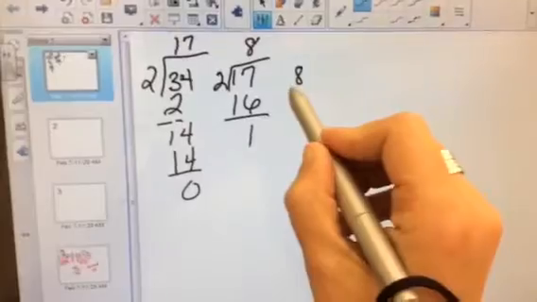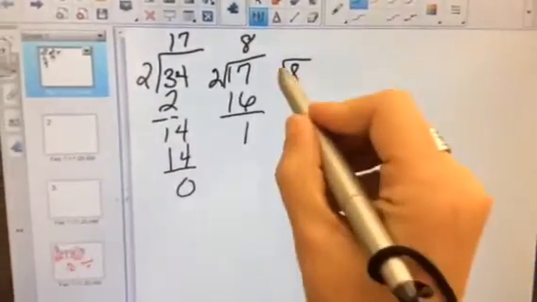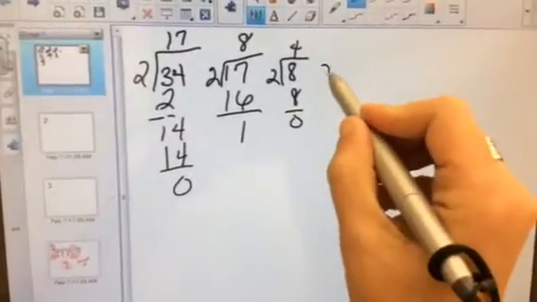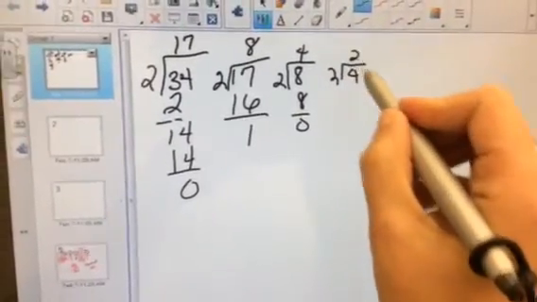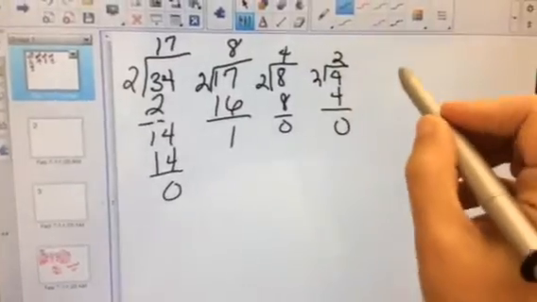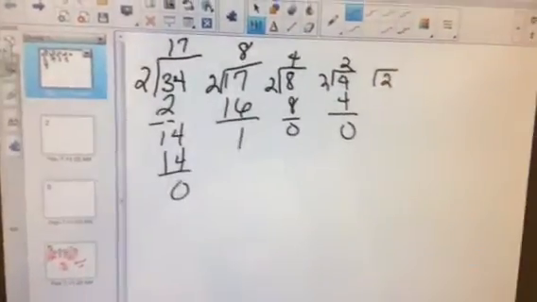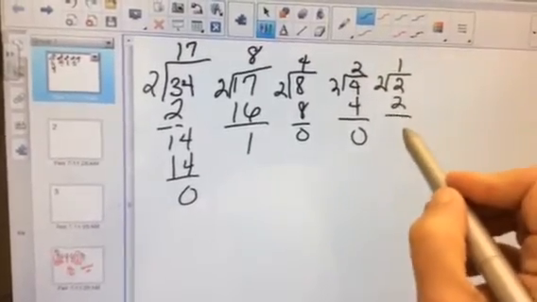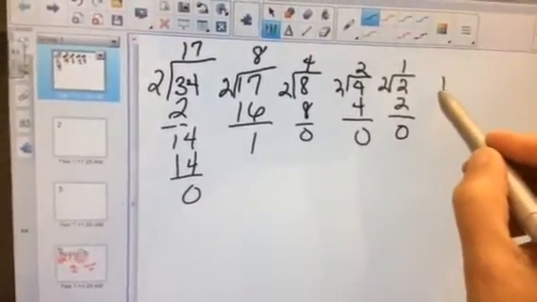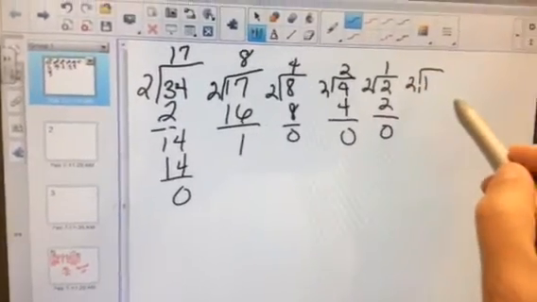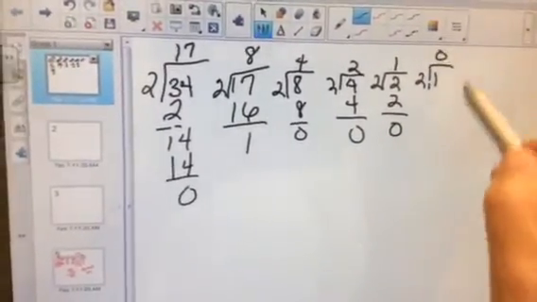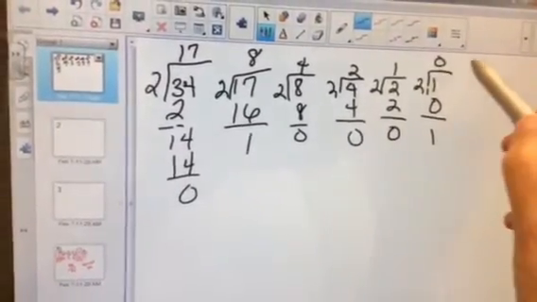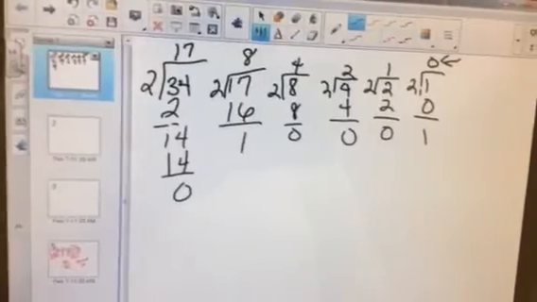So I'm taking the 8, making it my dividend, divide by 2. I'm still not to a quotient of 0 yet, so I got to continue dividing out here. So 2 becomes my dividend, divide by 2, goes in 1 time. Again, I'm still working on getting my quotient to 0. 1 divided by 2 doesn't happen, and I have a remainder of 1. Look, my quotient, I finally got to 0, so I'm done.